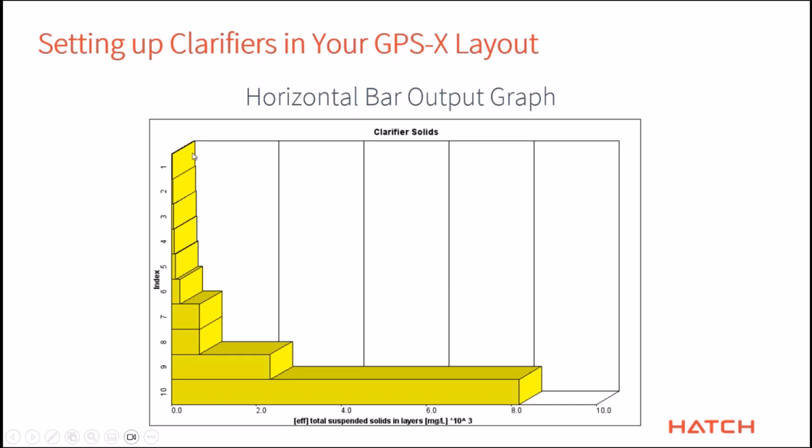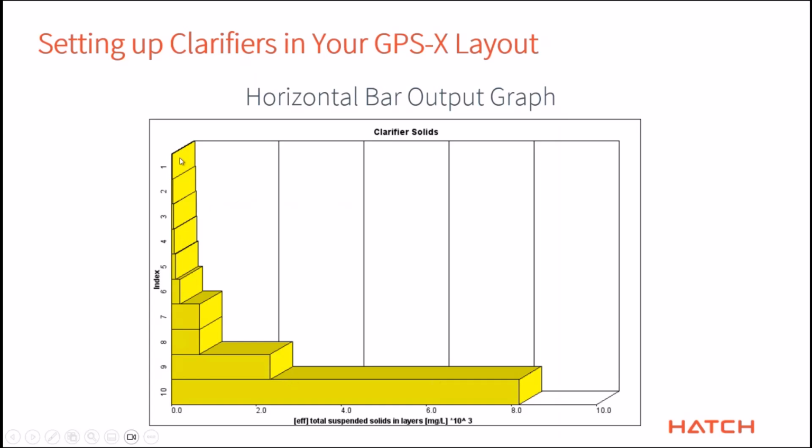So this bar up here at the top is the top of the clarifier. This is the bottom of the clarifier. And the axis on down here at the bottom is the concentration. So basically the farther it goes to the right, the higher the concentration. So this is kind of an intuitive way to look at how much sludge is in your clarifier. So in the very bottom, these are 10 numbers because we have 10 layers. You can see the very bottom layer has a very high concentration.